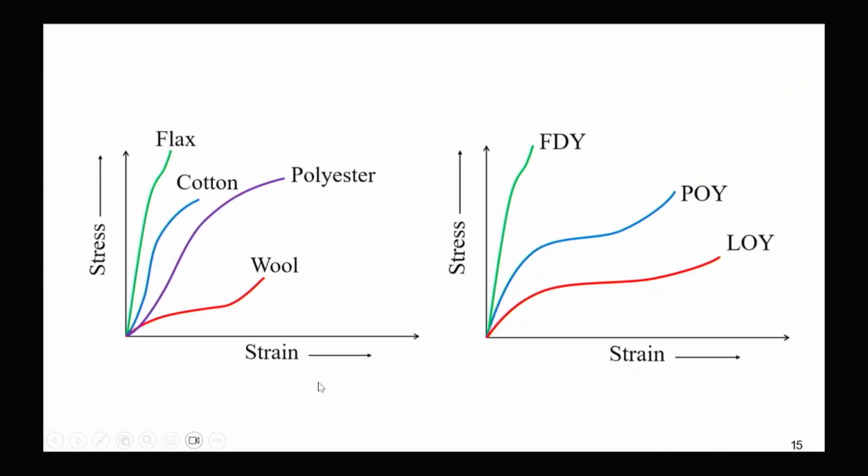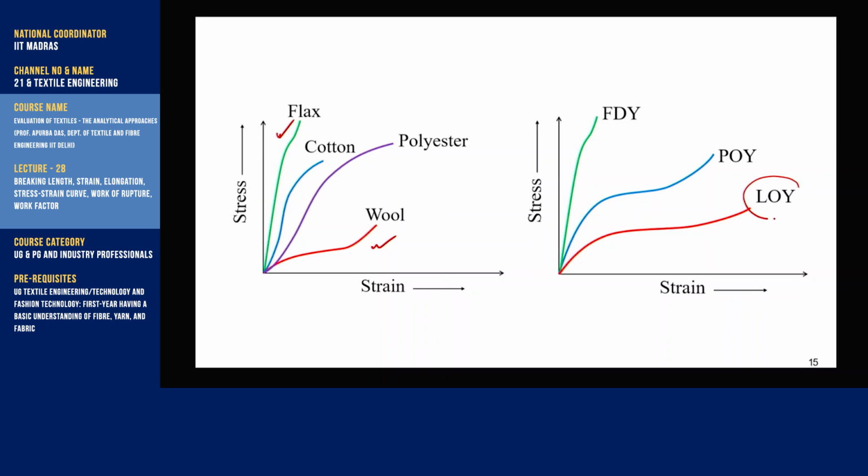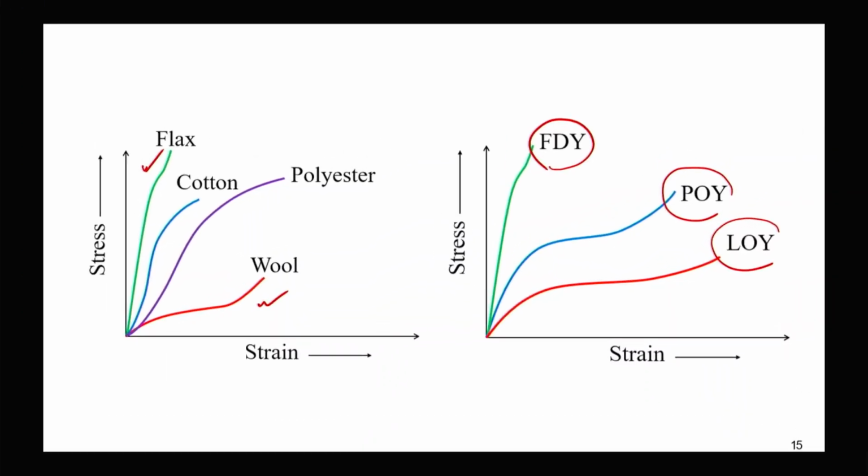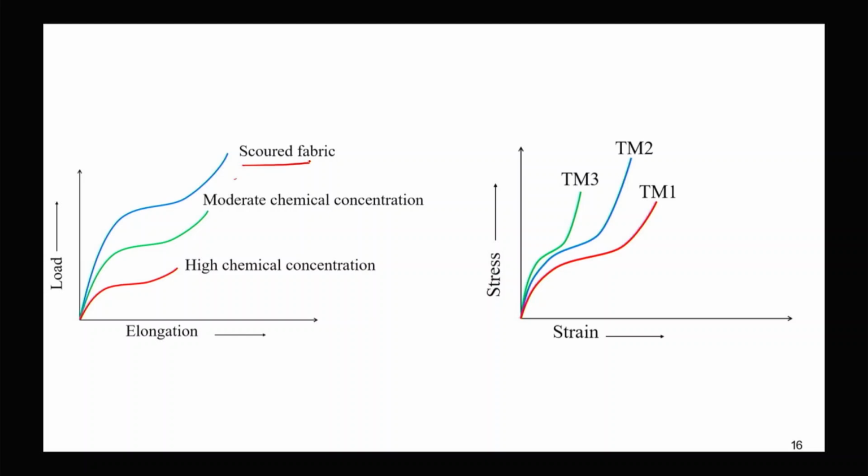You can see here, flax has got a very high modulus, whereas wool has got a very low modulus. This is mainly due to the molecular structure. Cotton and polyester are in between. And also, if we change the molecular structure, like low oriented yarn, partially oriented yarn and fully drawn yarn, for the same fiber, say polyester, we can change the stress strain curve by rearranging the molecular structure. We can also change the stress strain curve by chemical treatment.